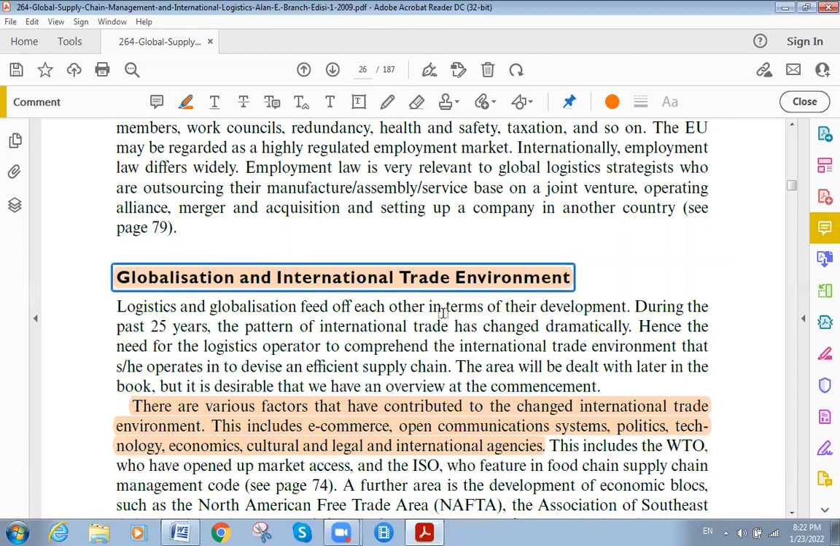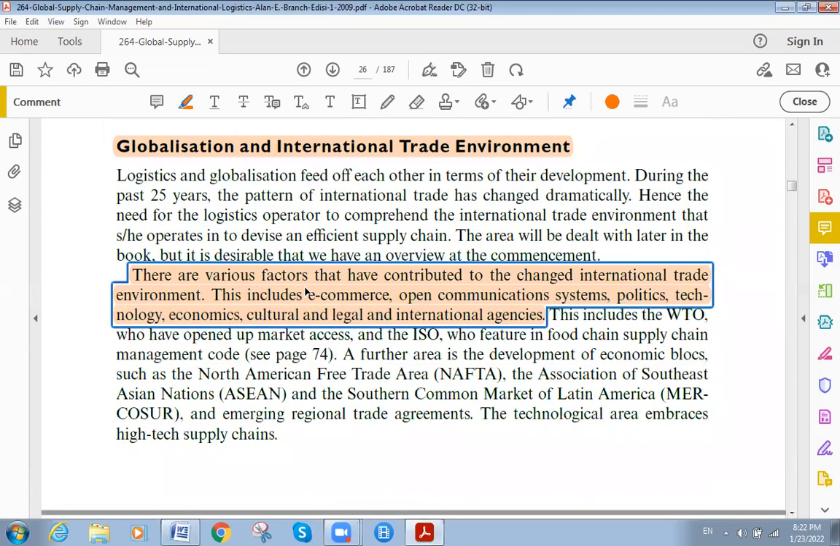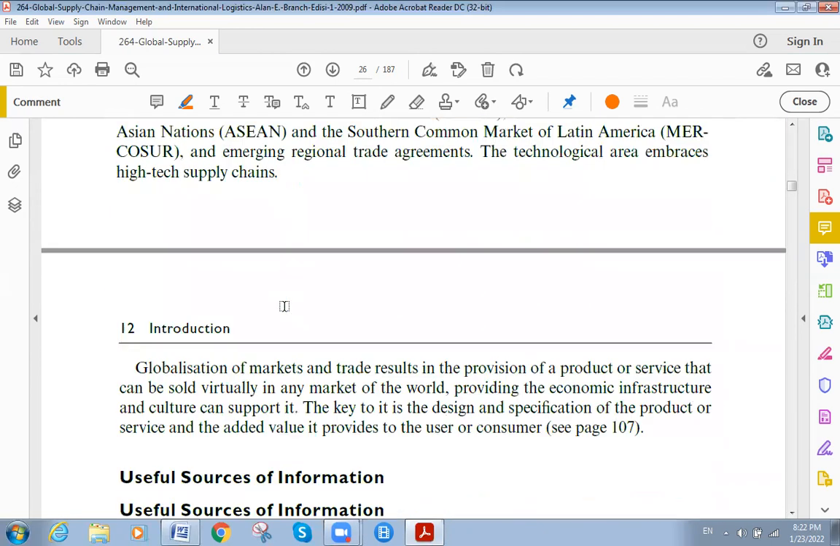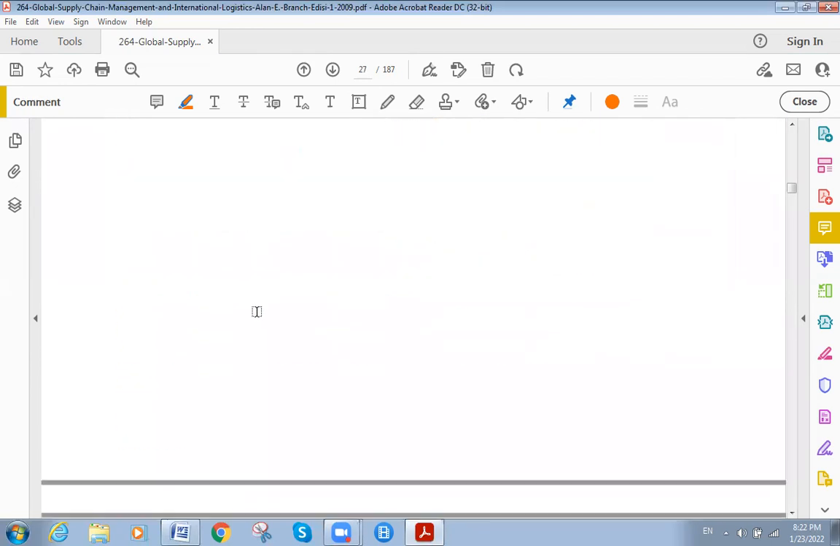Globalization and the international trade environment, like we said before, the environment is full of political, social, and cultural environments, and the economic environment. All of those are affecting the world.